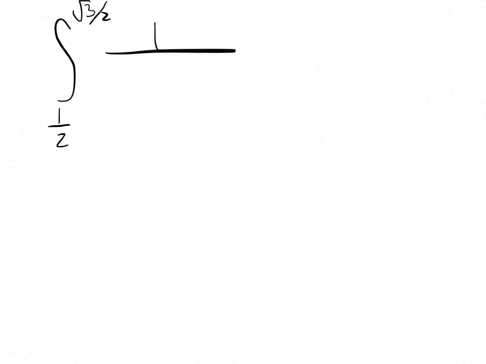Okay, so the second example that I have is the integral from 1/2 to the square root of 3 over 2 of 1 over 1 plus 4x squared dx. Now again, I hope we take a moment to think about what this integral probably is. Right? In the denominator, we see a constant squared plus a variable squared.